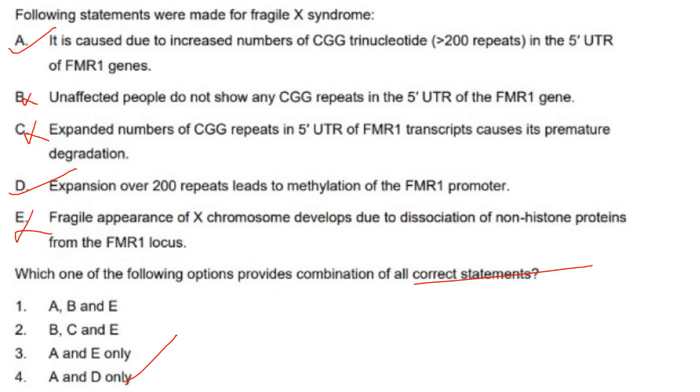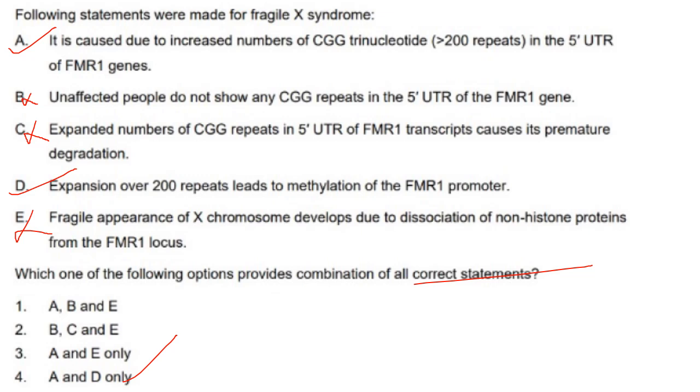Then next is regarding Fragile X syndrome. Fragile X syndrome is a genetic disorder which occurs as a result of mutation of the FMR1 gene. The FMR1 gene codes for a protein called FMRP, and this protein plays a role in the development of synapses. So we will see accordingly, I will explain. Which of the following provides all correct statements? That is what they have asked.